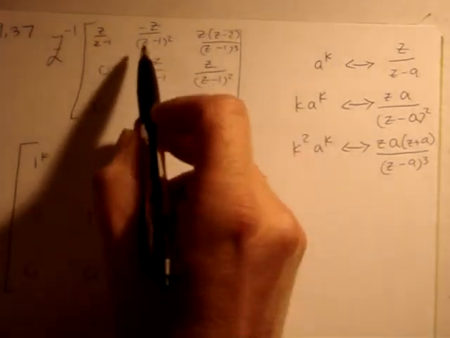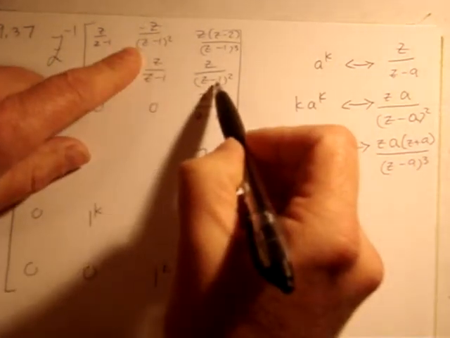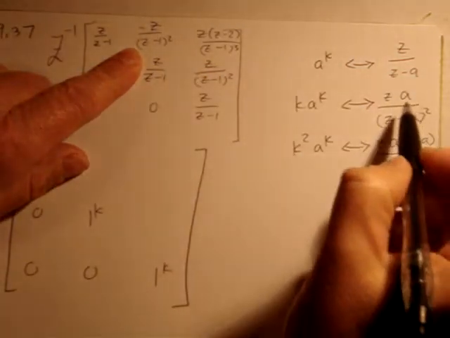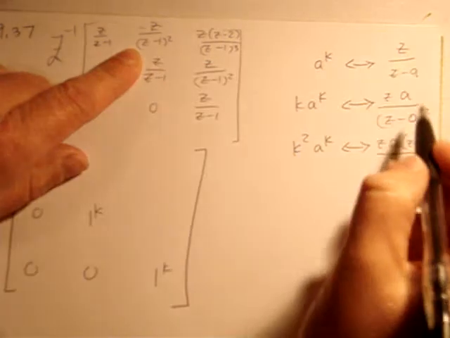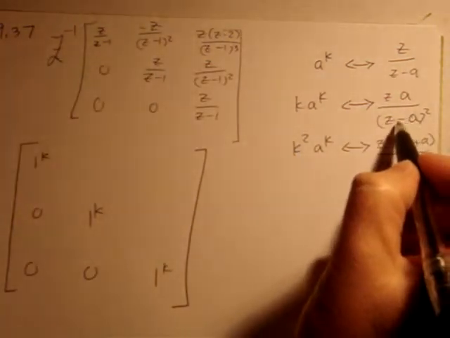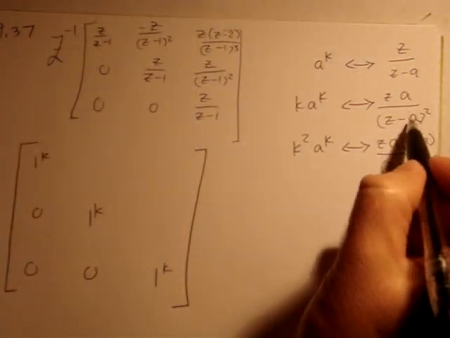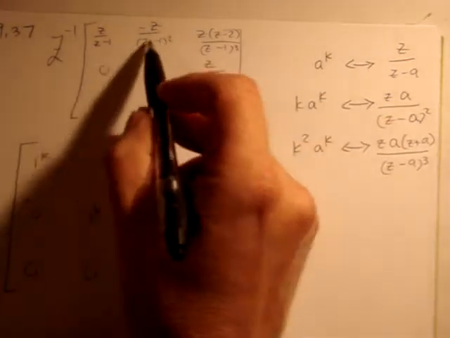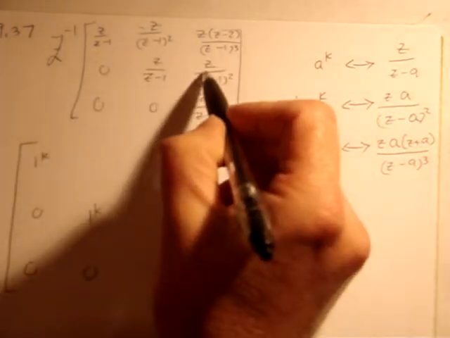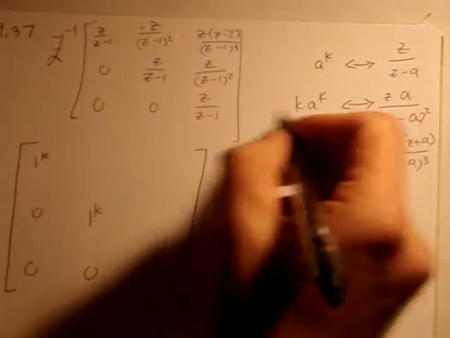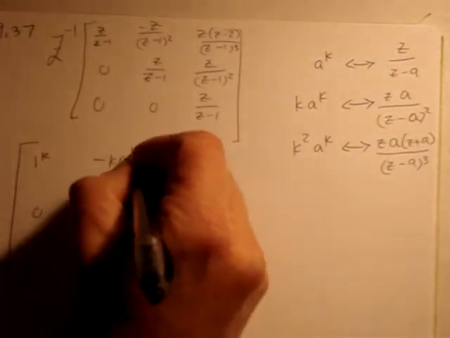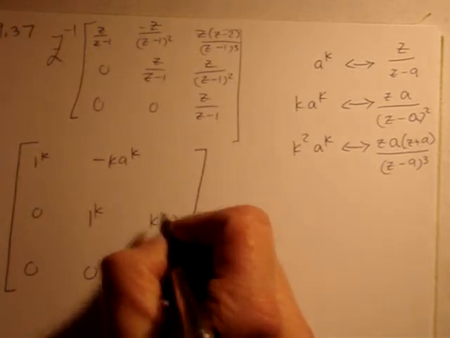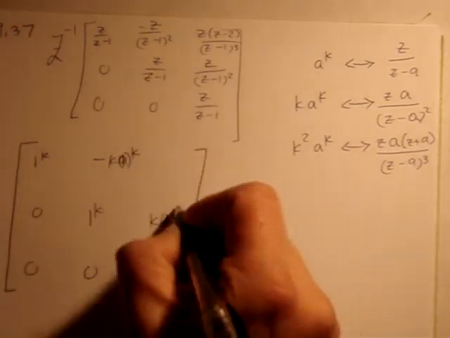And then if we look at our two secondary diagonal elements, we have something like Z over Z minus 1 squared. So it's in this kind of a form. And so again, A is 1, and so we have a 1 on the top. The first term has a negative Z, and this one has a positive Z, so we're just going to have a negative K A to the K here, and a positive K A to the K here. A is 1, 1 to the K.